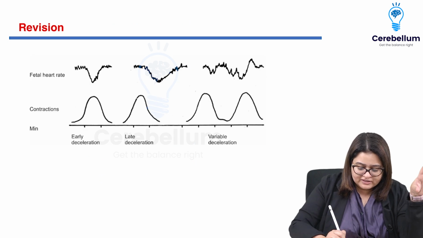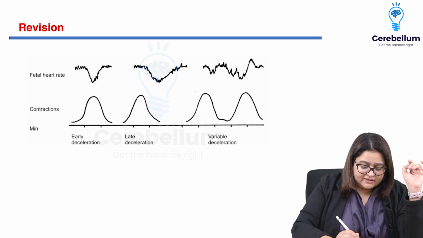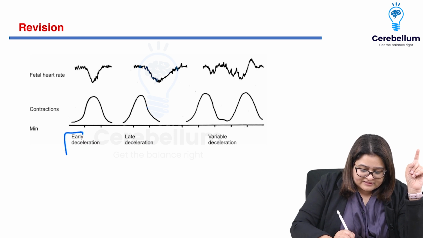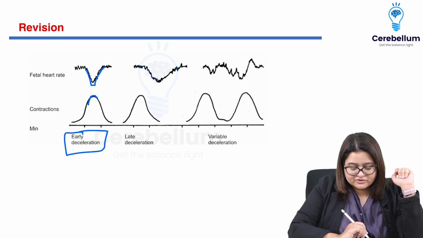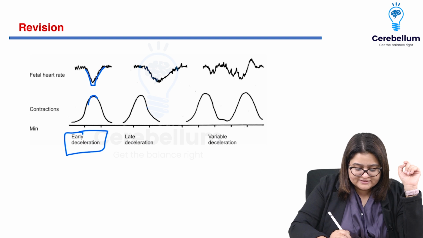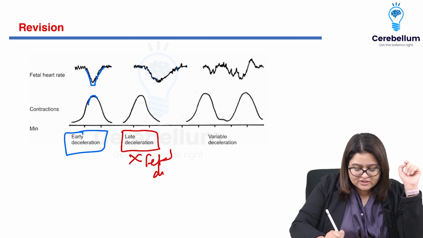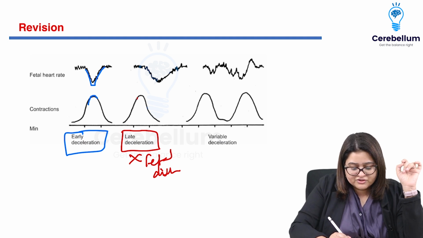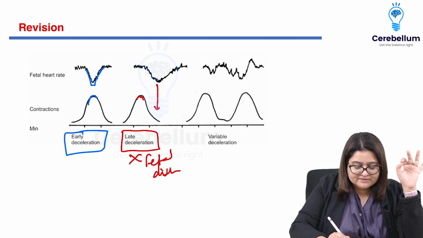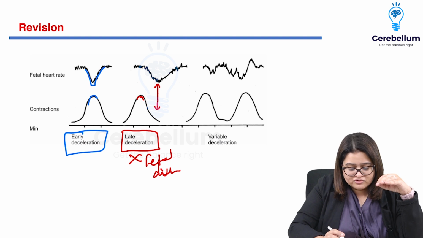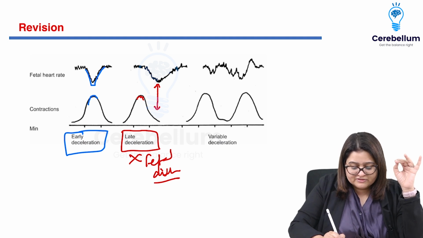Now, quick revision, and this is very, very important. This is an early deceleration where the trough or the nadir of the fetal heart rate corresponds to the peak of the uterine contraction. This is a late deceleration. It is not a good one. This is seen in fetal distress where the nadir happens after the peak of the contraction has happened. Then the fetal heart is dropping. This is a sign of fetal distress.